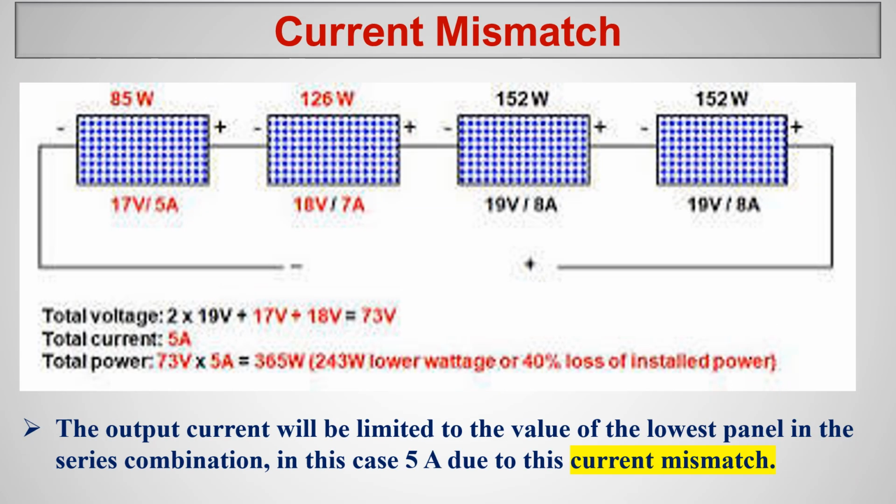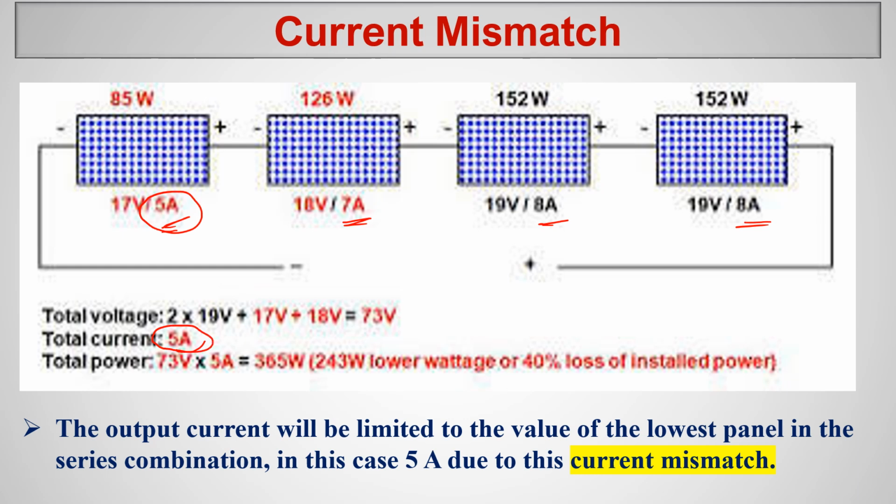Let's go to the current mismatch. Current mismatch comes when, in a series connection, you have different current ratings. Look here, this is a series connection. In a series connection you can have different voltage ratings. That's fine because voltages are going to add in series. But look at the current rating. This is 5 ampere, this is 7 ampere, this is 8 ampere, this is 8 ampere. Because of the different current ratings, it is going to take the lowest current. The output will be the lowest current. This will be your output current.